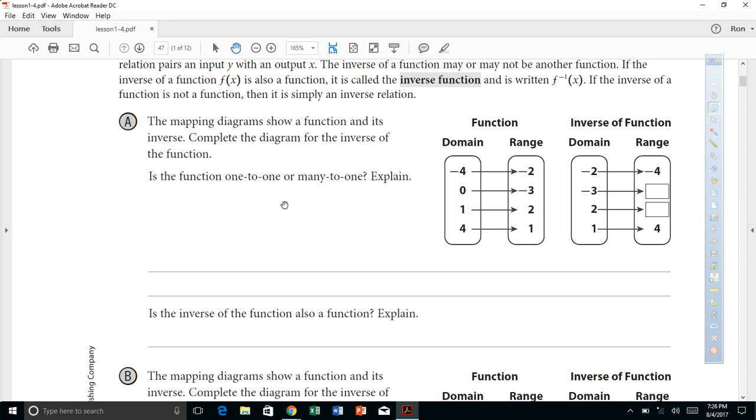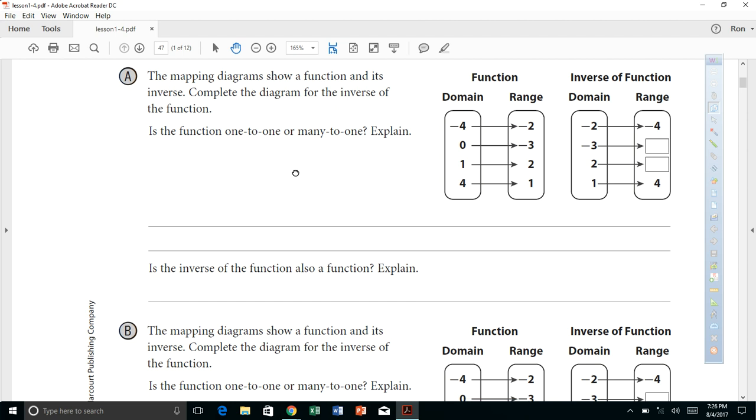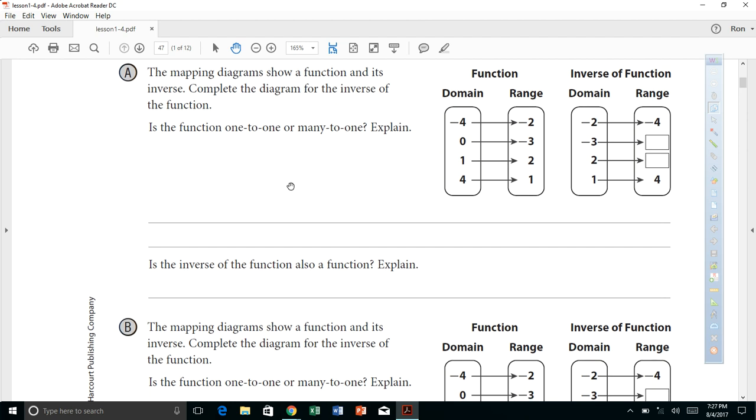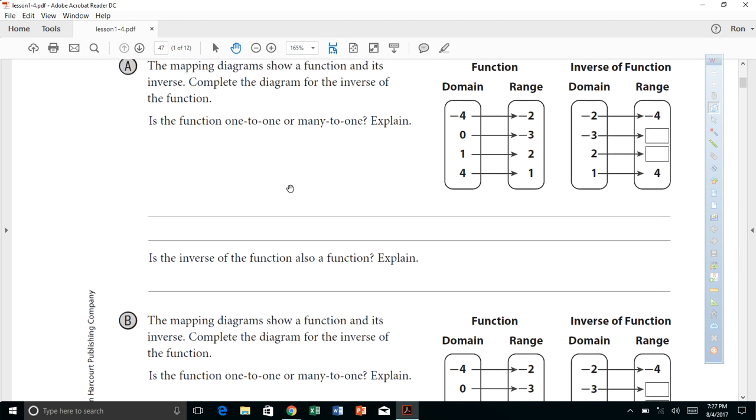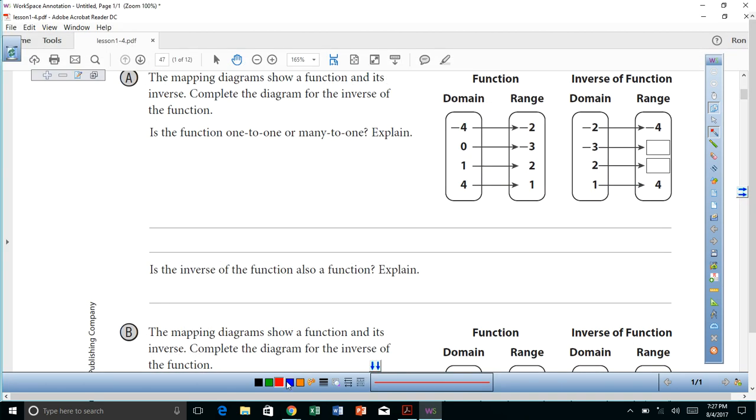A. The mapping diagram shows a function and its inverse. Complete the diagram for the inverse of the function. Is the function one-to-one or many-to-one? Explain. -4 becomes -2, so -2 becomes -4. 0 becomes -3, so -3 becomes 0. 1 becomes 2, so 2 becomes 1, and 4 becomes 1, so 1 becomes 4. The function is one-to-one.